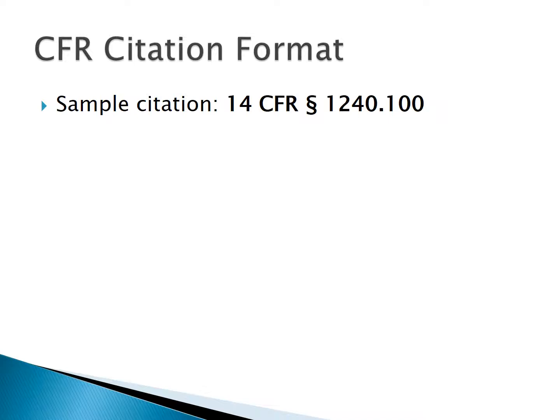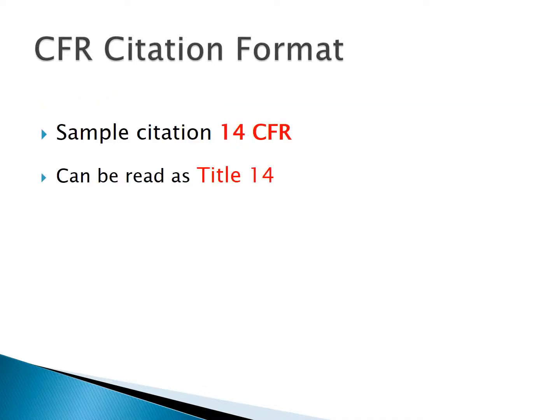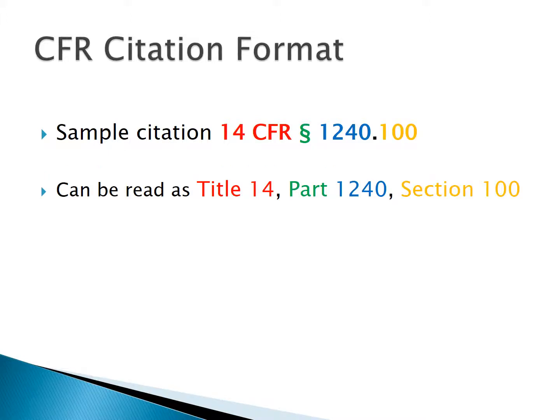This is what a sample citation will look like. You might have seen this in other places, other citations of the federal law. So this is how you would read it. That 14 CFR would be read as Title 14. So in our case, it'll be 21 CFR. That little icon means part. 1240 is just 1240. And then after the period means section. So that original citation would be read as Title 14, Part 1240, Section 100.